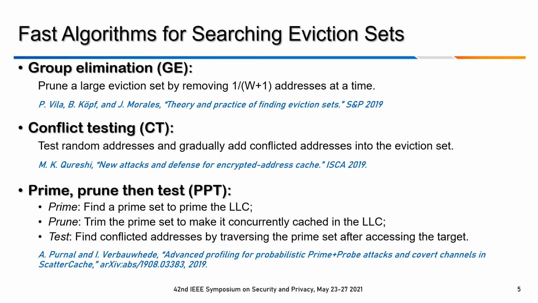The final one is called prime, prune, then test in this paper, or PPT for short. It starts with a really large prime set to prime the whole LLC. Then the prime set is pruned to make sure all remaining addresses are concurrently cached. Finally, it tests the remaining addresses in the prime set by traversing the set again after revisiting the target.